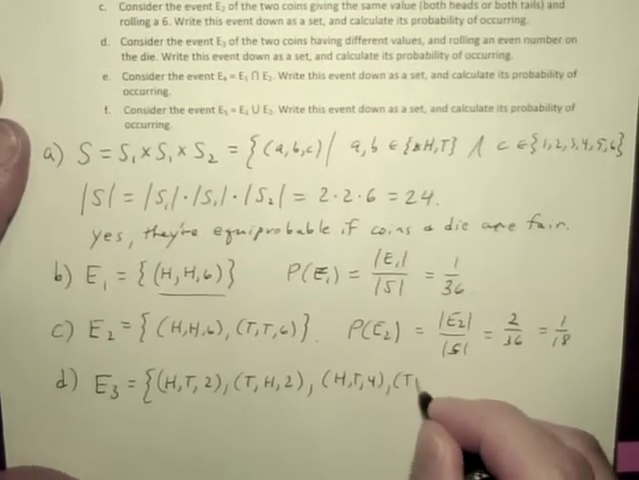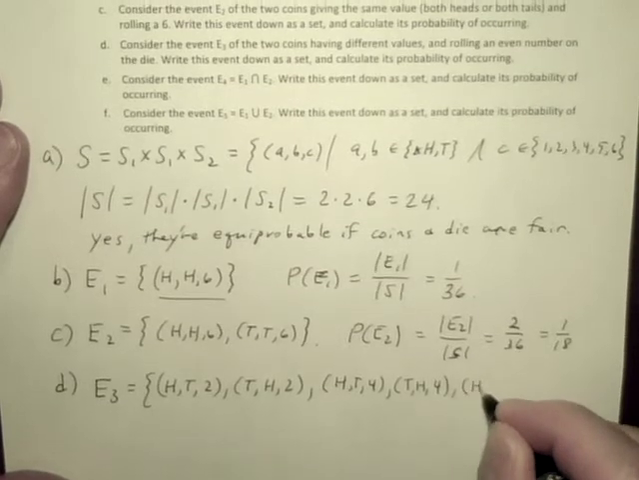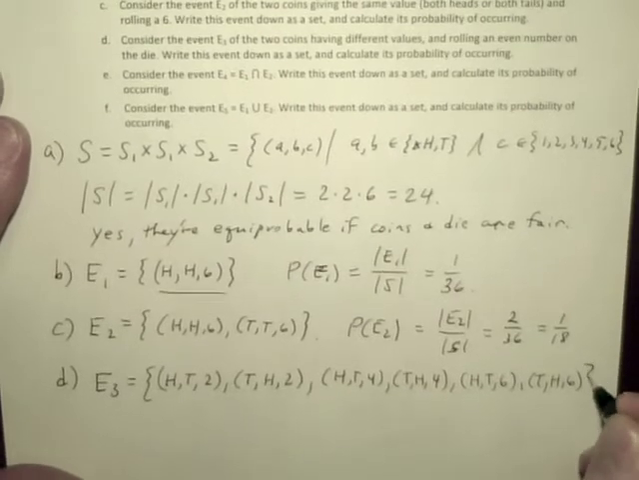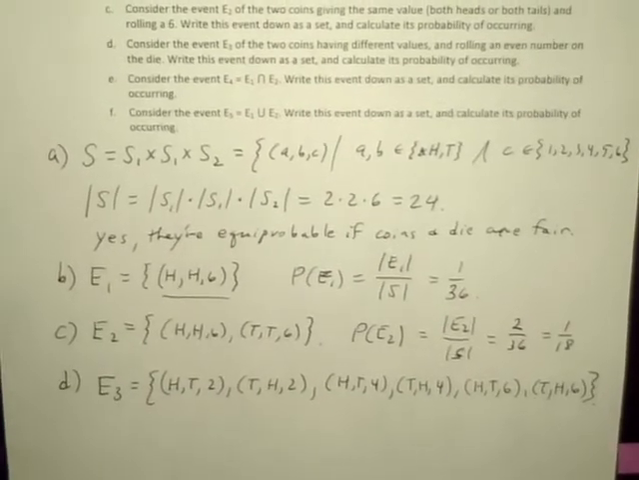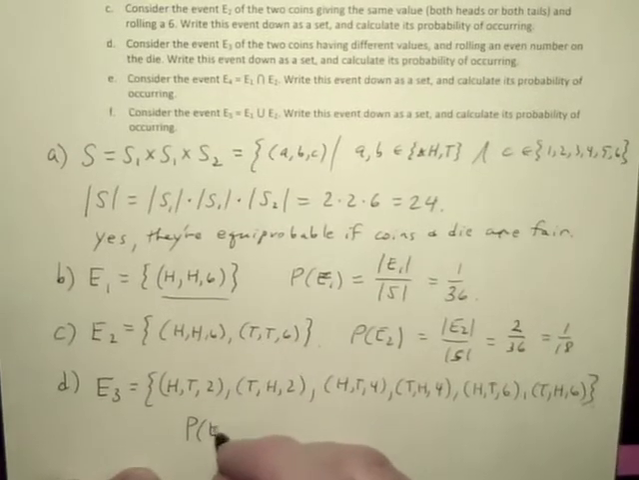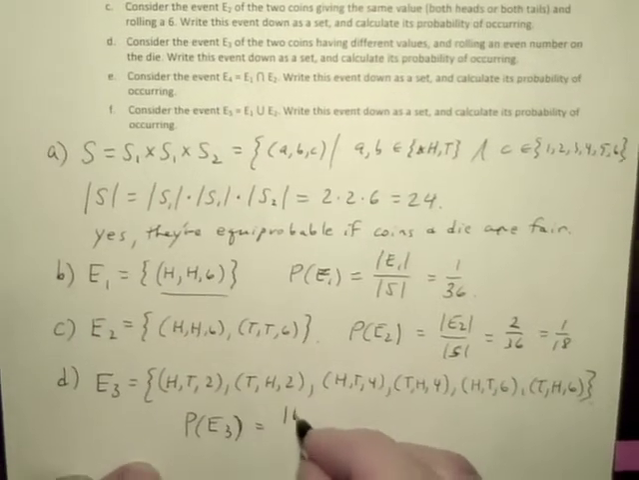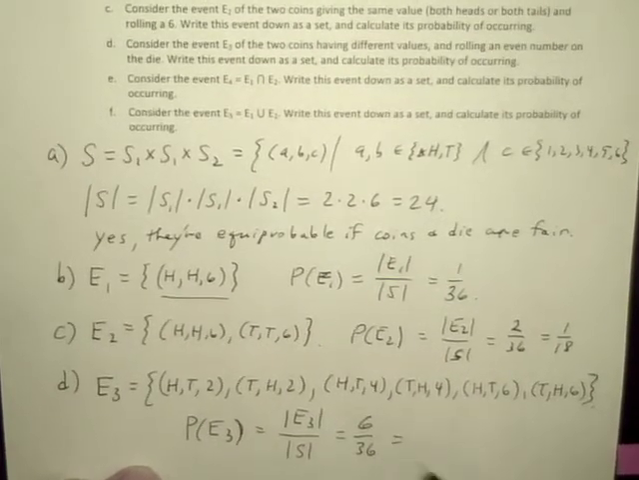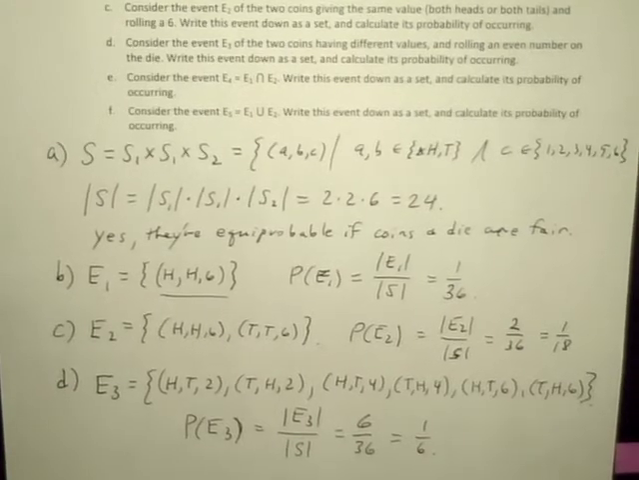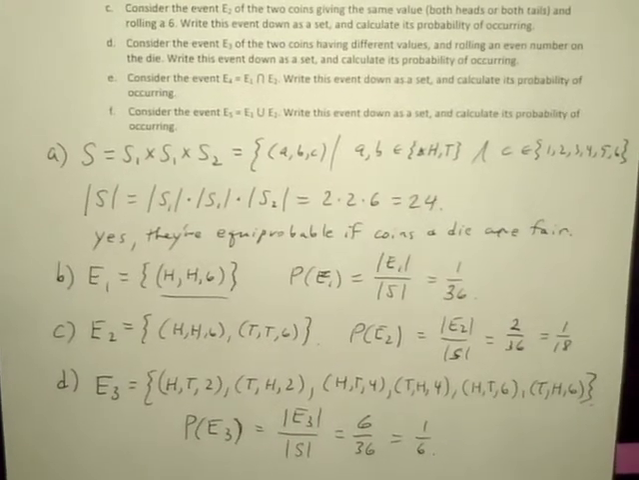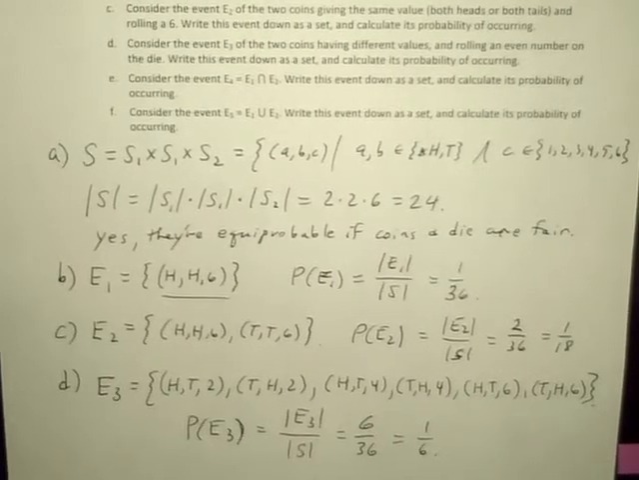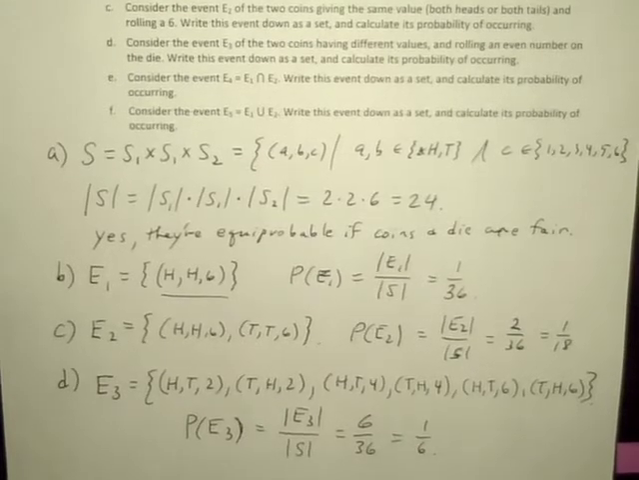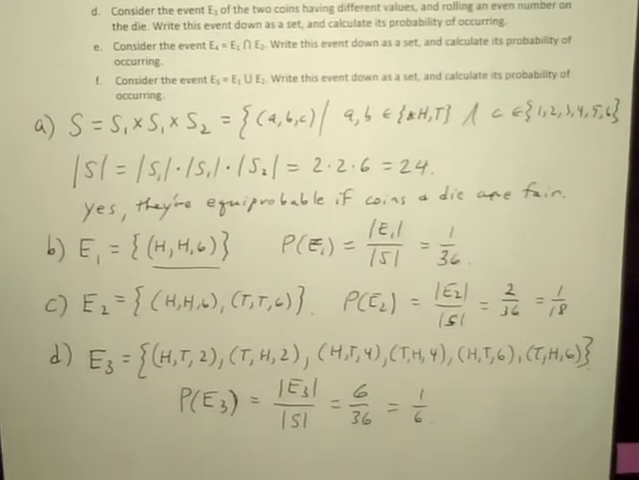HT4, TH4, HT6, and TH6. Okay? And calculate its probability. Again, its size all over the size of the sample space, 6/36, 1/6. Okay? Let's see. Does that make sense? Yeah, it makes sense now that I wrote it down like that. I'm not sure how you argue it otherwise.